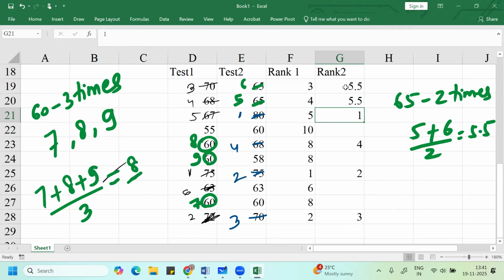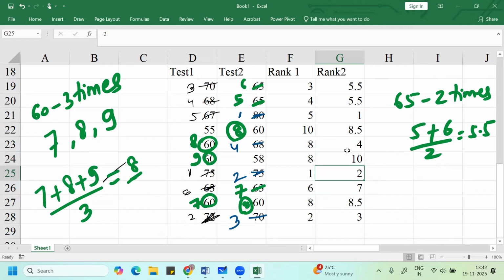Then you have 63. 63 will be rank 7. And then I can see a tie between rank 8 and rank 9. So the average of 8 and 9 would be 8.5. So 8.5 and 8.5, and then 58 would be rank 10.